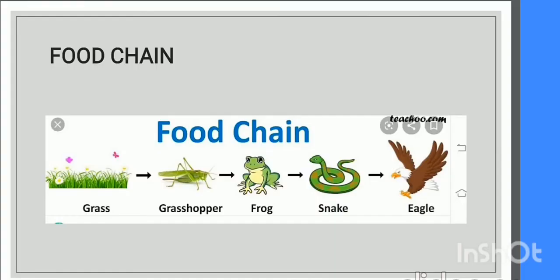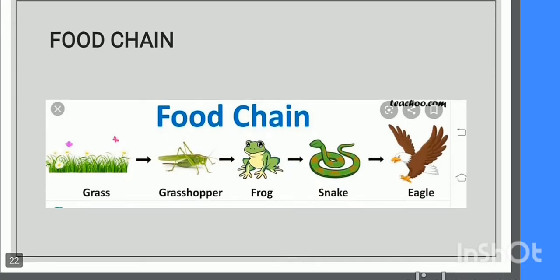Now children, we will learn the concept of food chain. As you know, in nature, we all depend upon each other. We give something and get something in return. Like you are watching in this chain. First of all, there is grass, then grasshopper, then frog, then snake, and then eagle.